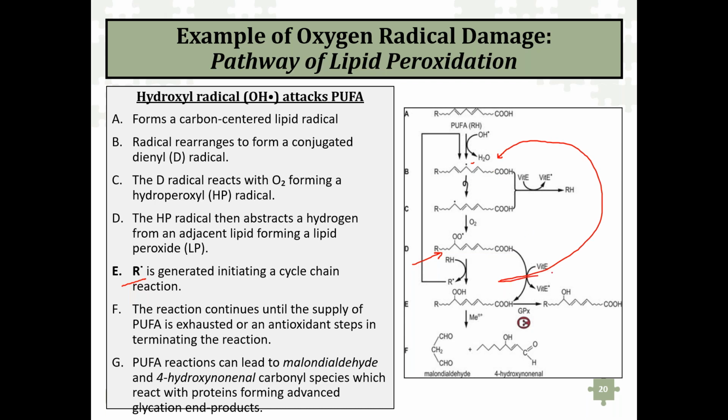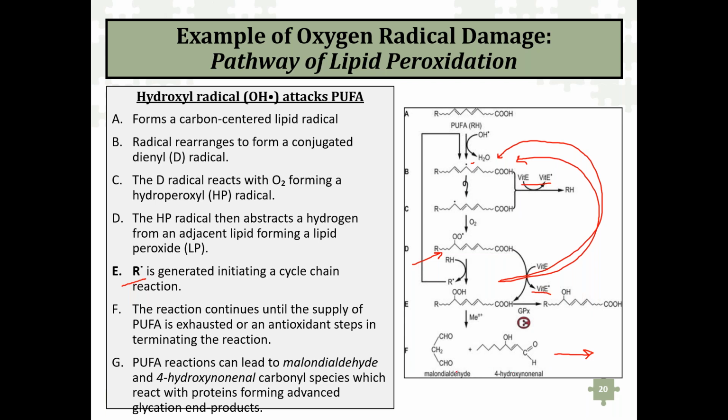And so this looping around process will occur until the supply of polyunsaturated fatty acids is exhausted or some type of antioxidant steps in and terminates the reaction. So vitamin E, for example, could step in and block the reaction at multiple sites. If the reaction continues on, we'll form malondialdehyde or 4-hydroxynonenal, which themselves become toxic compounds.